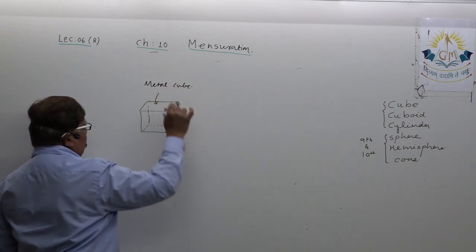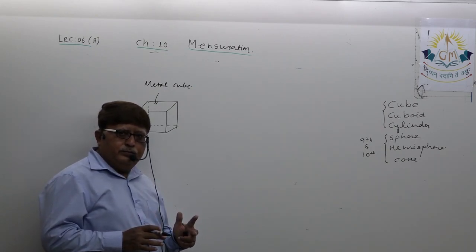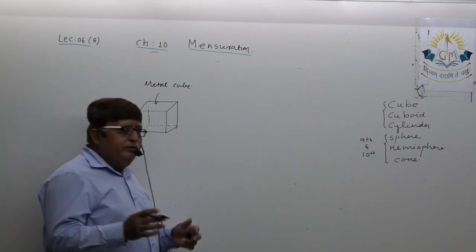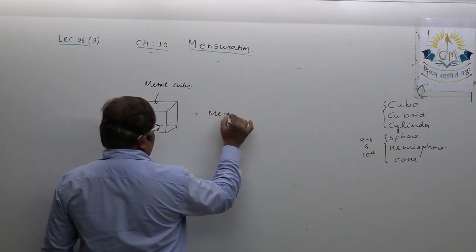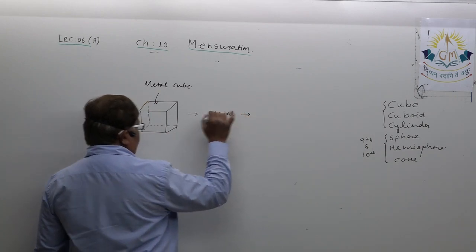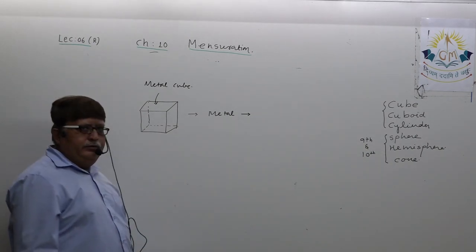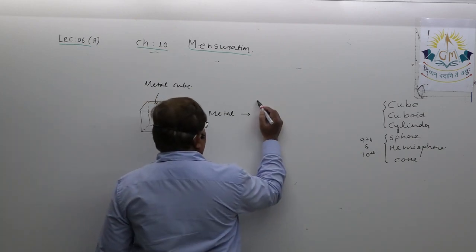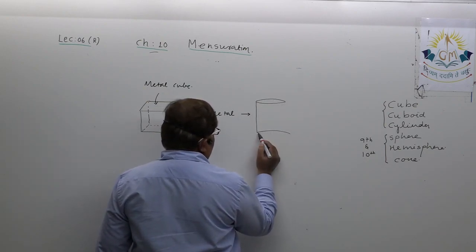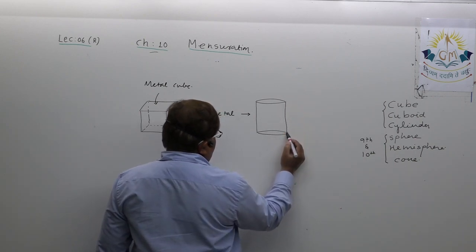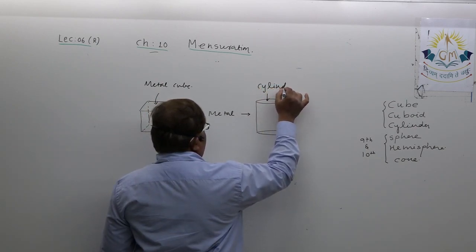Now, if I try to melt this metal cube, and after melting this, whatever metal is available to me, if I design from this metal which is available to me by melting this cube, suppose from this metal I design one cylinder. Suppose I design one cylinder. So try to understand one very important thing, dear student.